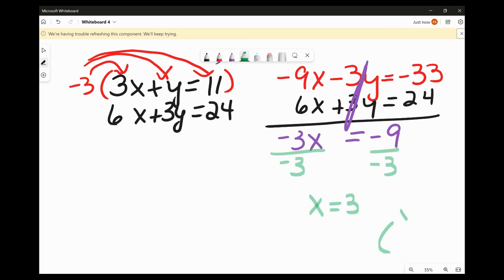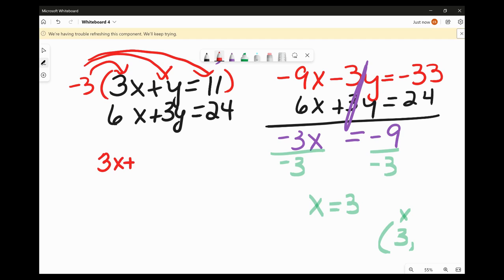So I know in my coordinate pair, the x value is 3. Now I have to figure out what the y value is. And in order to do that, I'm going to take this 3 and I'm going to plug it into one of the original equations. I'm going to plug it into the top one. It just seems like the lower numbers, easier math. So I always like to take the easy route out. Never want to work harder than I have to.